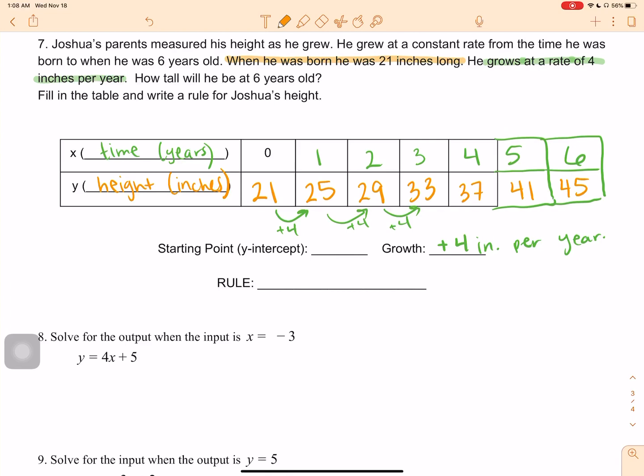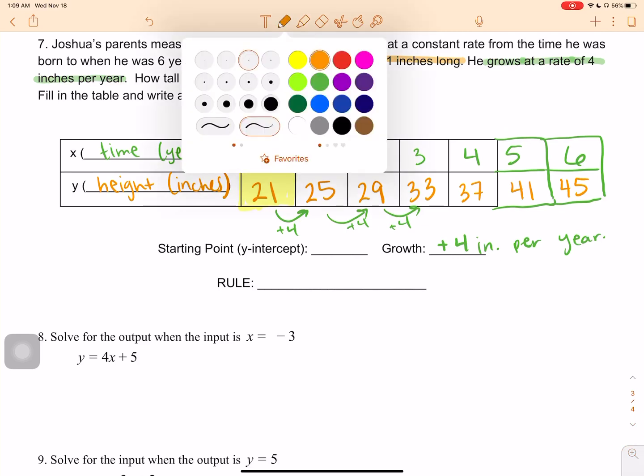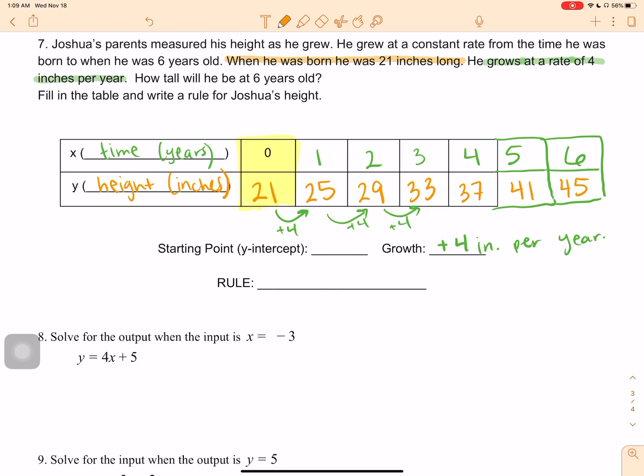So here my starting point, my y-intercept, is on the day that Joshua was born. That's like day 0, right? Just like all of us, whenever we're born, it's on day 0. We don't become born and then say, oh, it's my first birthday. So our starting point here is 0, 21.